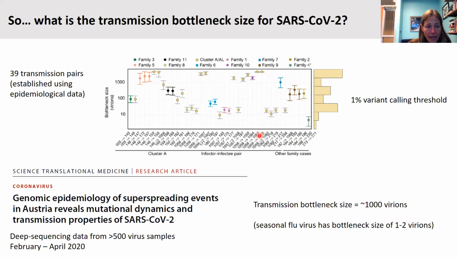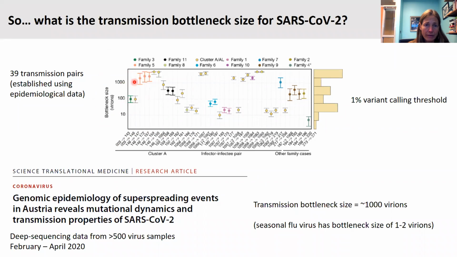This came out of a group in Austria, and they had incredible data with 39 epidemiologically linked transmission pairs. You can see those transmission pairs here. The first number is the identifier of the donor, and the second number is the identifier of the recipient, right? So we've got 39 of these. Here's the bottleneck size estimate they came up with using our beta binomial approach. And they had a variant calling threshold of 1%, so very, very low.